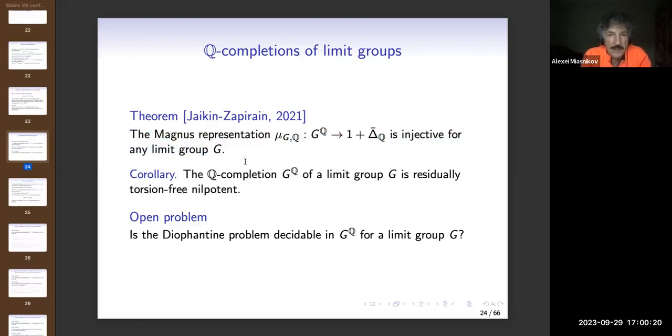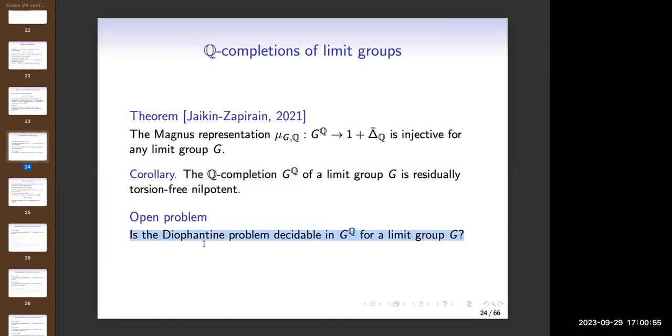Heiken-Zapirain again proved that indeed, if you take a limit group, then its Q completion is embeddable. So the standard homomorphism is an embedding. So again, if you start with a limit group, its Q completion is readily torsion-free nilpotent, and it's a direct limit of very nice extensions of centralizers or free root extensions.